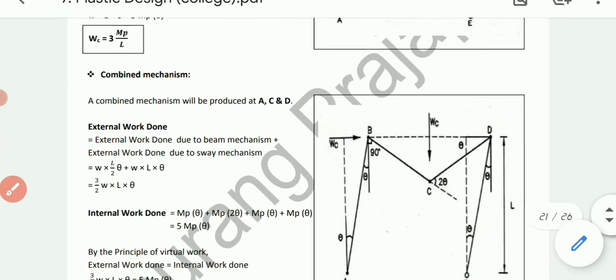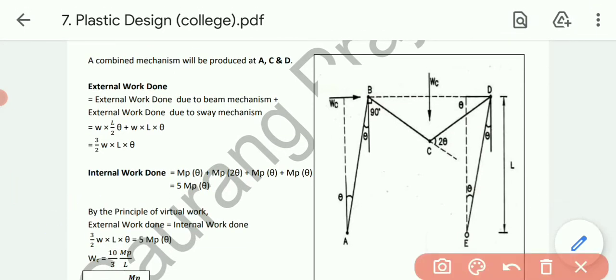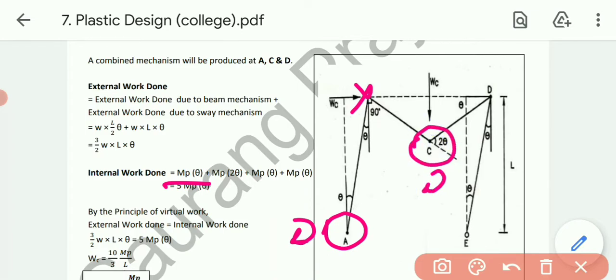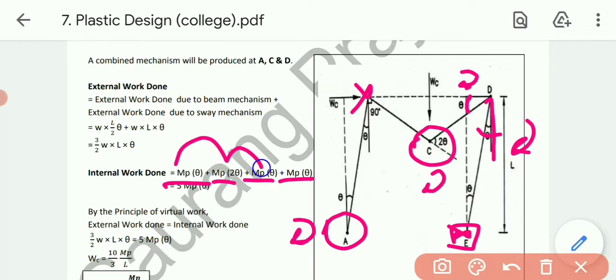Talking about internal work done now: first of all, at A, a moment will be produced, so M_p into theta. I am not considering B, as I have already taken A in the left leg. Then this one, M_p into 2 theta. Then this beam mechanism, M_p into theta, and this sway mechanism, M_p into theta. At E, no moment is there, so no hinge will be there. So ultimately solving this, 1, 2, 3, 4, 5, it will be 5 M_p theta.